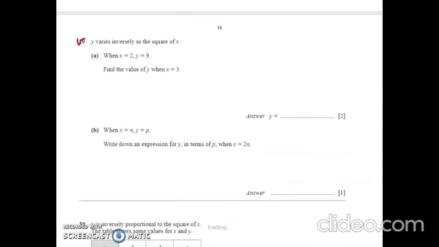Alright, now let's do this question. y varies inversely as the square of x. y is equal to K over x square. When x is 2, that means 2 square is 4, y is equal to 9. So 4 nines are 36. K is equal to 36. So y is equal to 36 over x square. So when x is 3, 3 square is 9. So y will be 4.